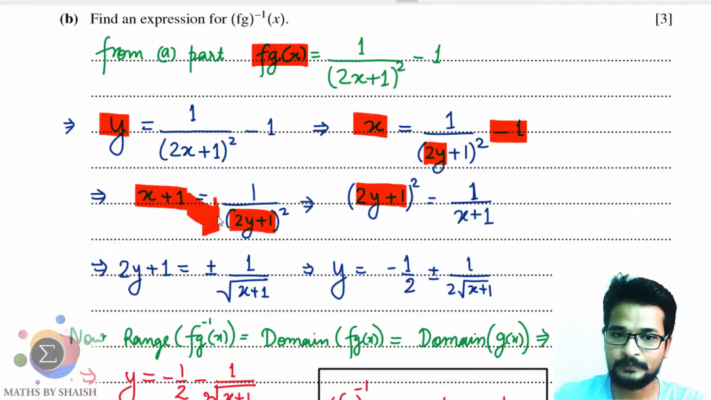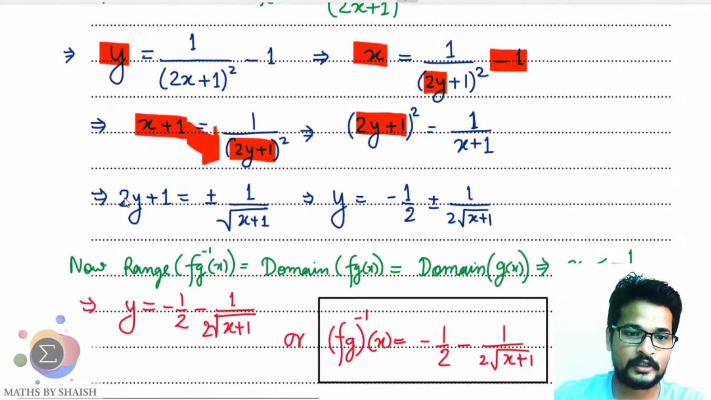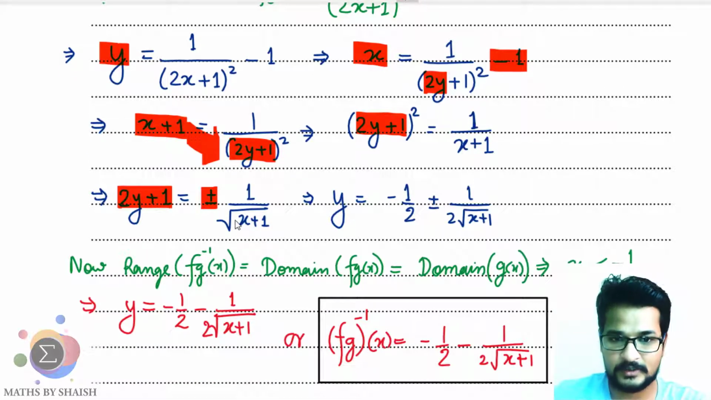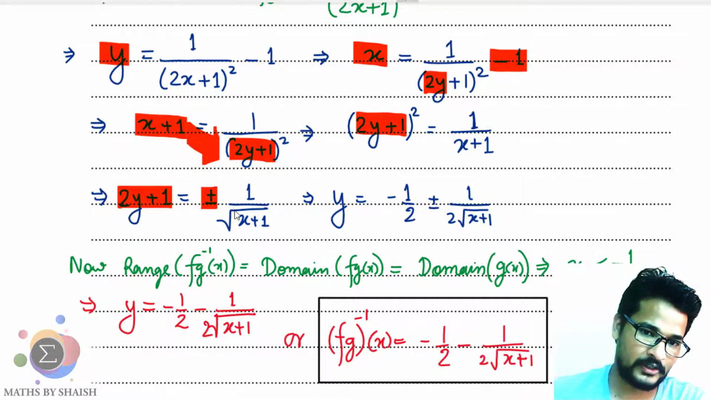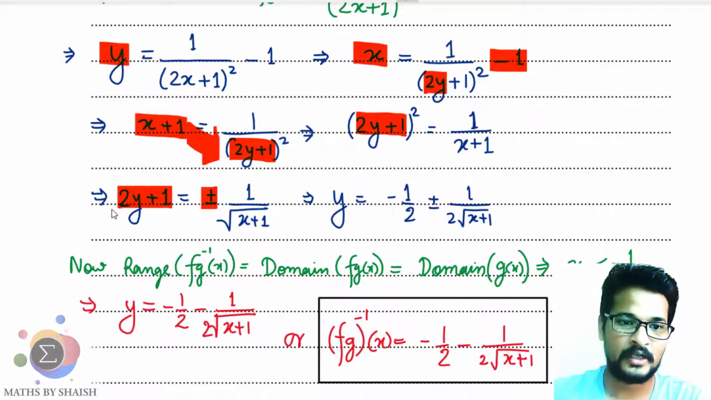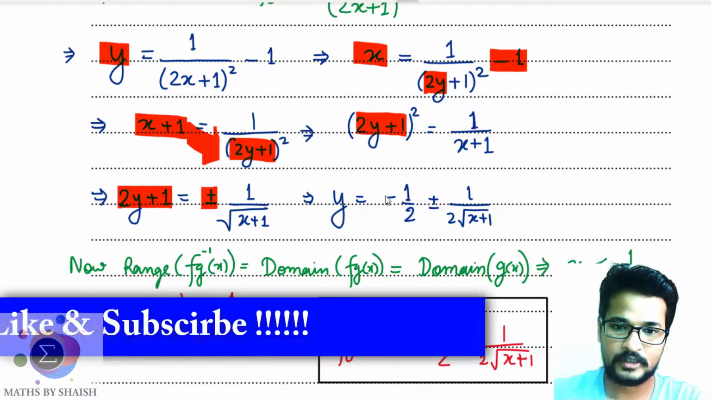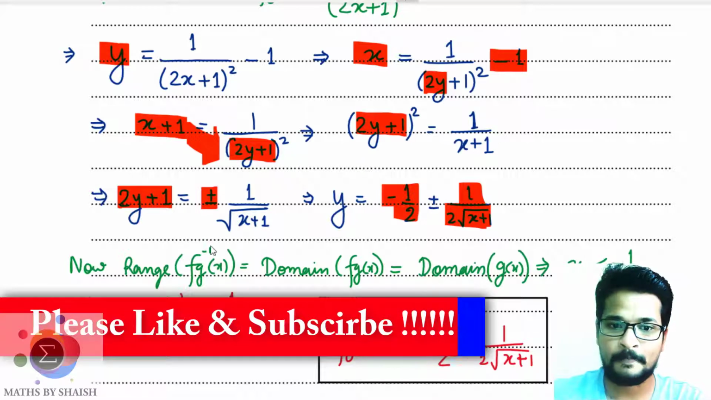So this will go down, and then again there is a square, so we will take the square root, and hence we get 2y plus 1 equals plus minus 1 over root of x plus 1. First of all we have to decide whether we are going to take plus or minus. So altogether we got y as minus 1 by 2, sending minus 1 to this side, and sending this 2 to the denominator we got minus 1 by 2 plus minus 1 upon 2 root x plus 1.